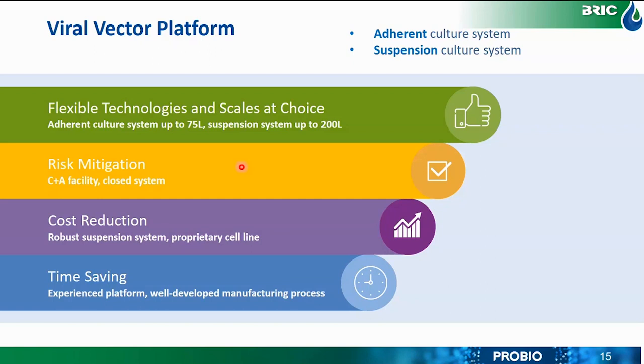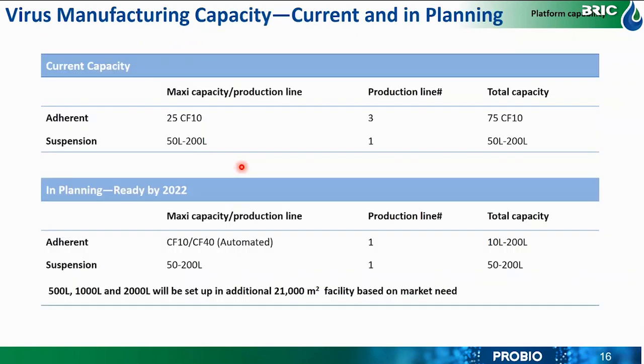So we can save time for our customer projects. And this is the capacity for the current platform. We have four production lines in total for viral vector manufacturing, and three of them are using adherent systems, and one of them is using a suspension system. The scale is from 50 liter to 200 liter.